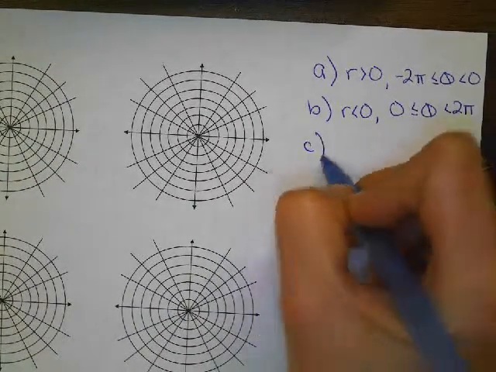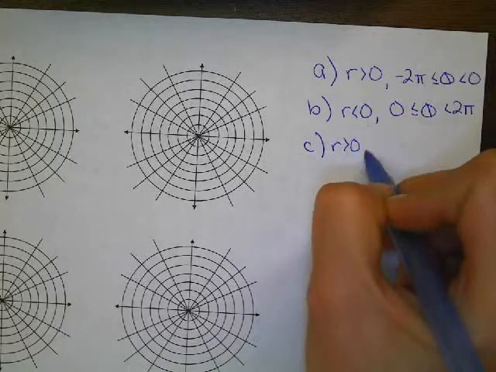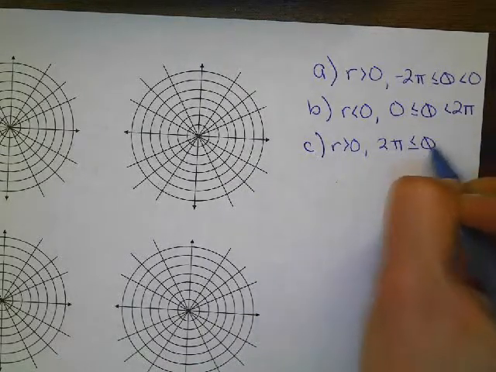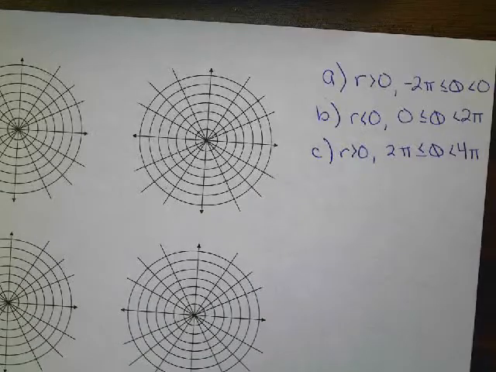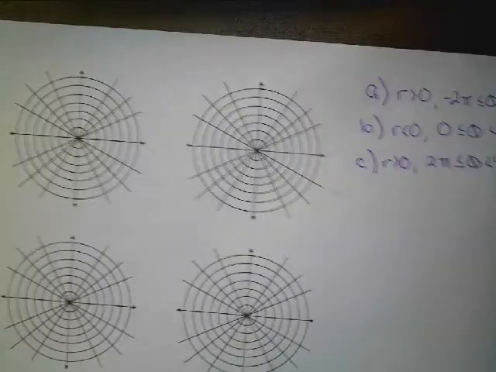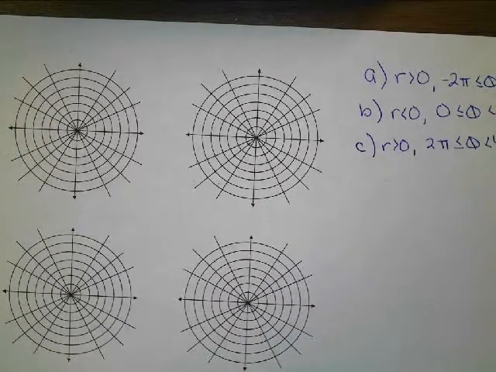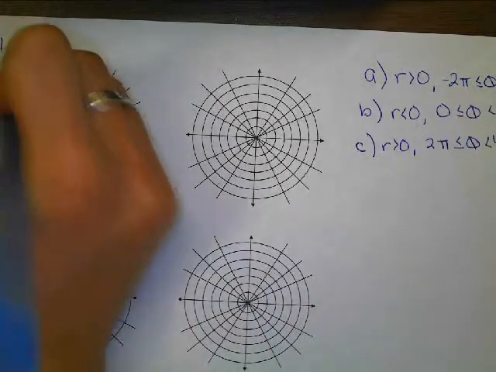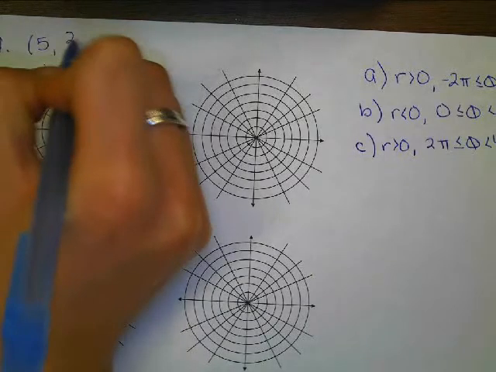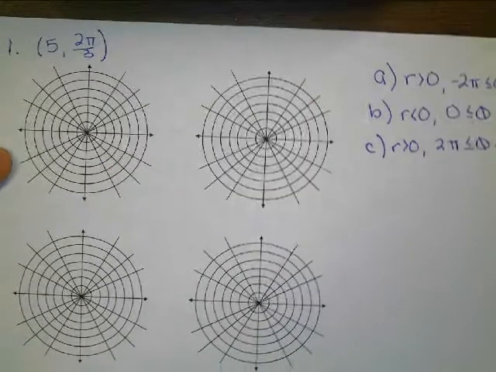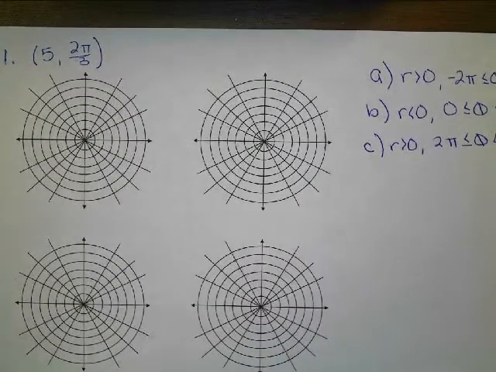And then for C here, we want our radius to be bigger than 0, and we want our angle to be between 2 pi and 4 pi. Alright, so for part A here, for number 1, we'll have the point 5 and 2 pi over 3. So what I'm going to do with this first graph right here is draw the original.